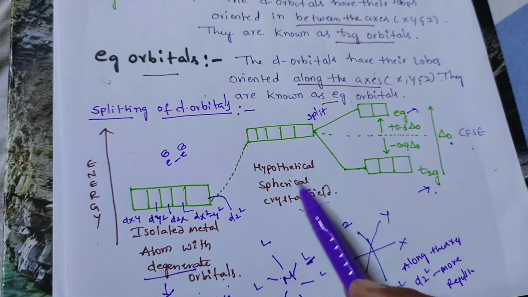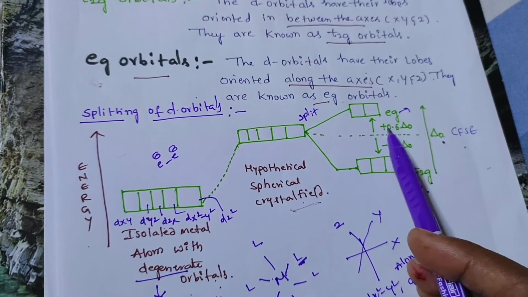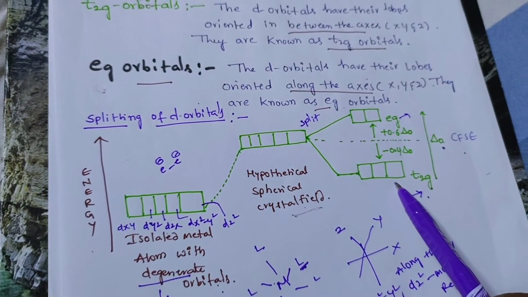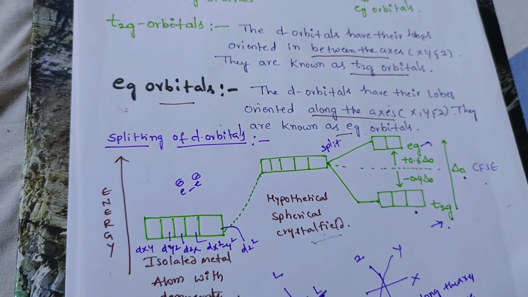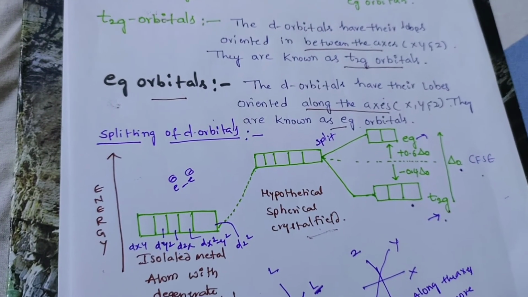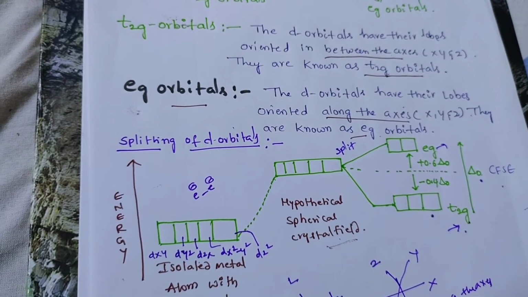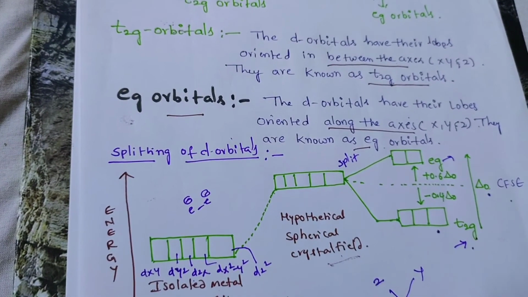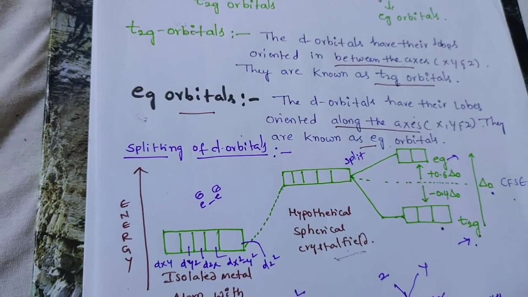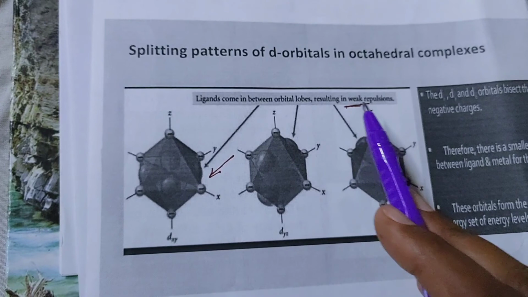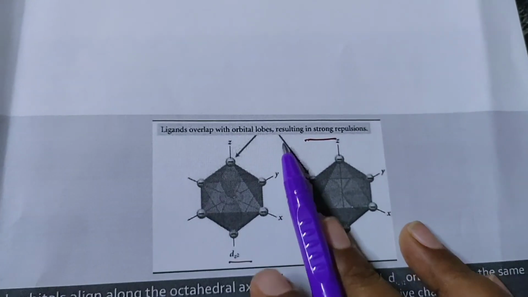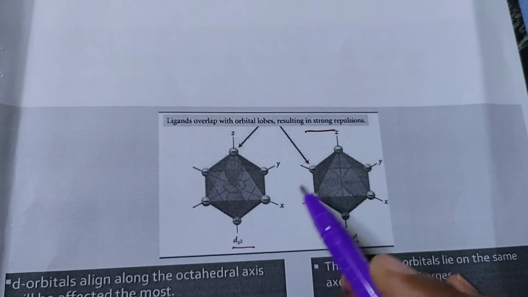When the ligand approaches, the dx square minus y square and dz square orbitals, which lie along the axis, experience more repulsions, and those between the axes experience less repulsion. So this is the dxy, and next, the ligands overlap the orbital lobes, resulting in strong repulsion. This is the dz square and dx square minus y square. These are along the axis, and the field splitting energy is denoted by delta.